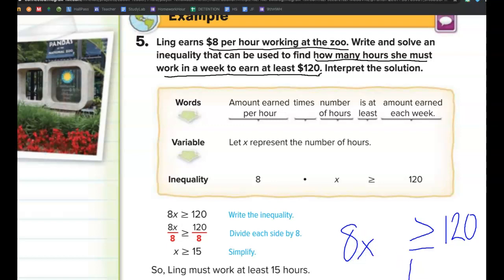Okay, now how do you solve that? Divide by 8. Do I keep or change the sign, Carter? Keep it. Good, because I didn't divide by a negative, so it would be x is greater than or equal to what? 15. Calculator. Okay, so what does that mean?